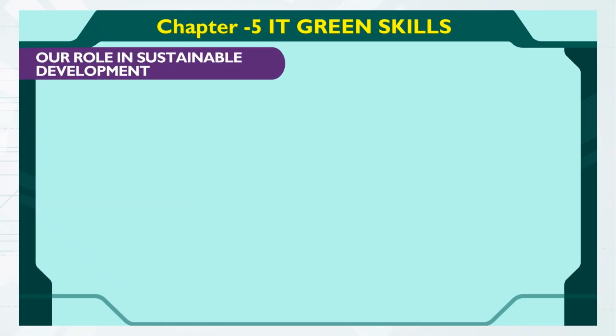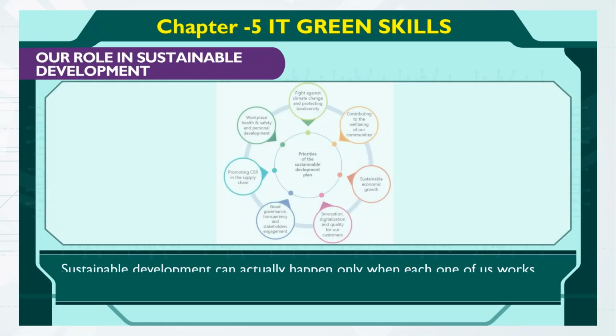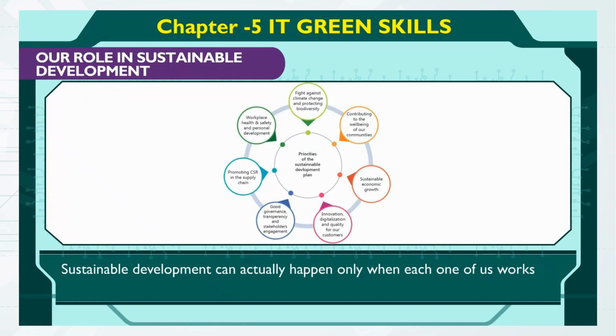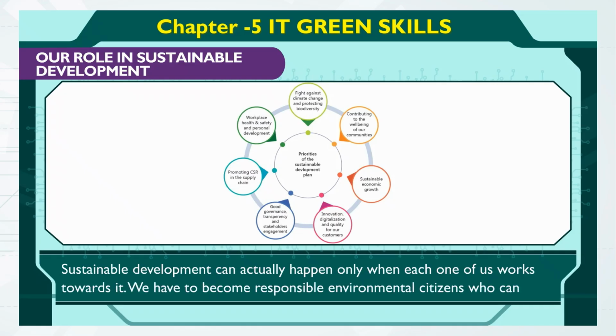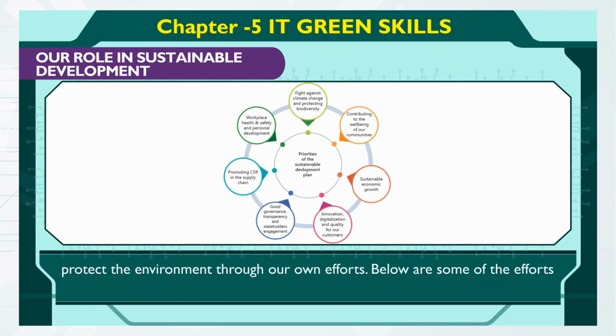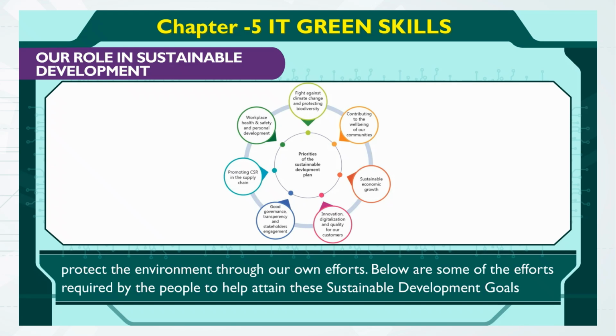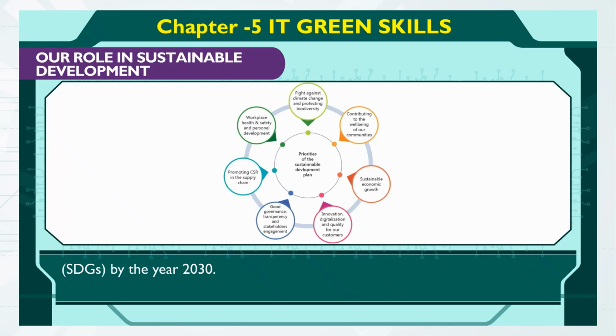Our role in sustainable development. Sustainable development can actually happen only when each one of us works towards it. We have to become responsible environmental citizens who can protect the environment through our own efforts. Below are some of the efforts required by the people to help attain these Sustainable Development Goals, SDGs, by the year 2030.